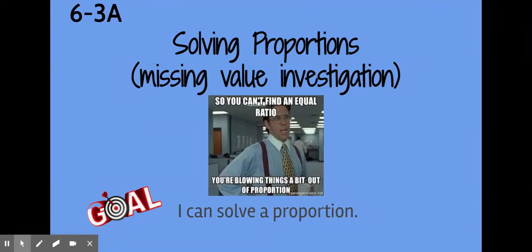Hi there, and welcome to Lesson 6.3a, Solving Proportions. Today we're going to look at what a proportion is, and we're going to investigate a few different ways in which we can solve for a missing value in a proportion.